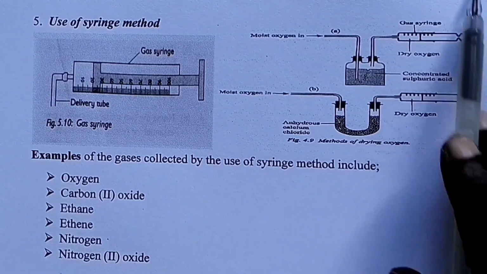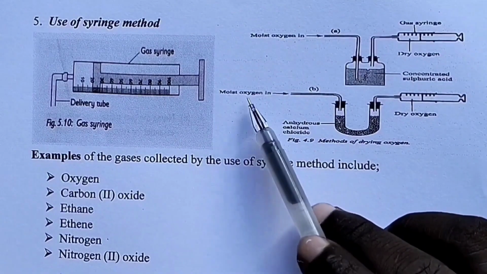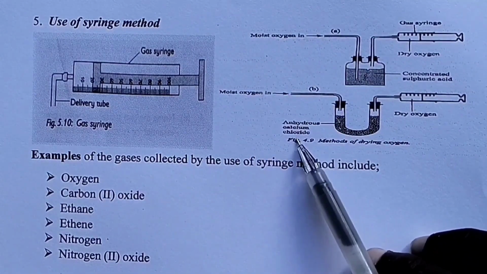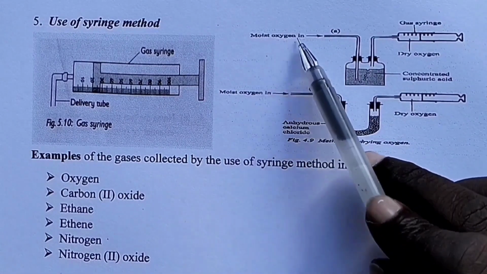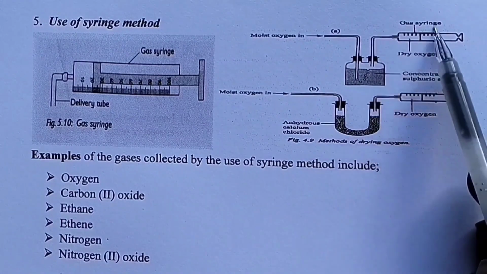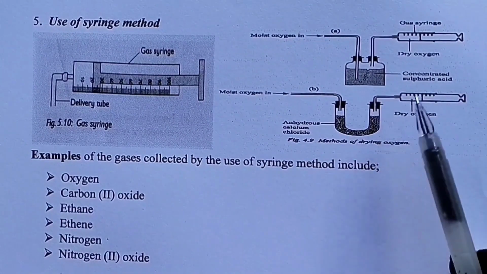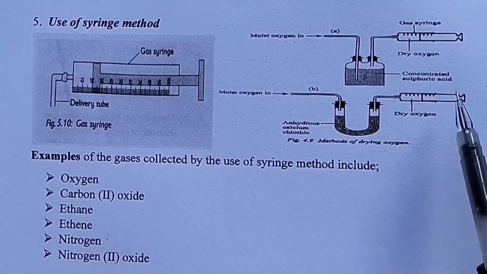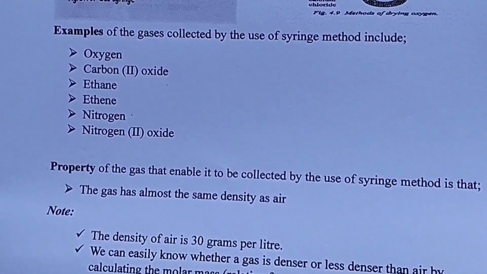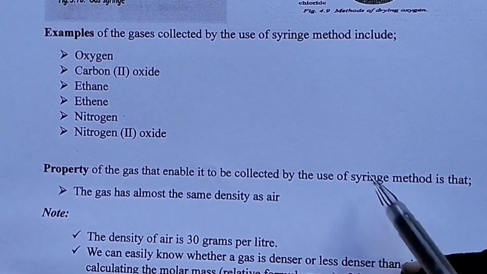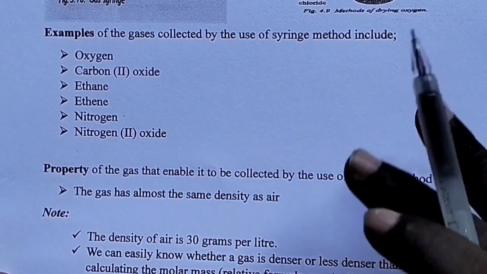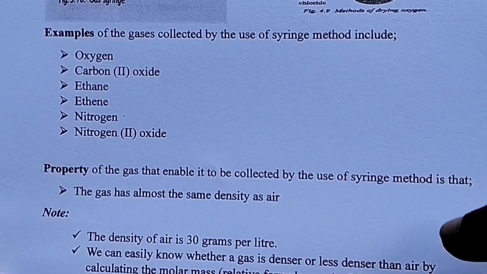And here, most oxygen in, that means wet oxygen is dried using anhydrous calcium chloride. Even here, most oxygen gas in, it's dried using concentrated sulfuric acid, and after that it's collected by the use of a gas syringe. So what property of the gas enables it to be collected by gas syringe? We're saying the gas has almost the same density as air. They have close or similar or same density as that of air.